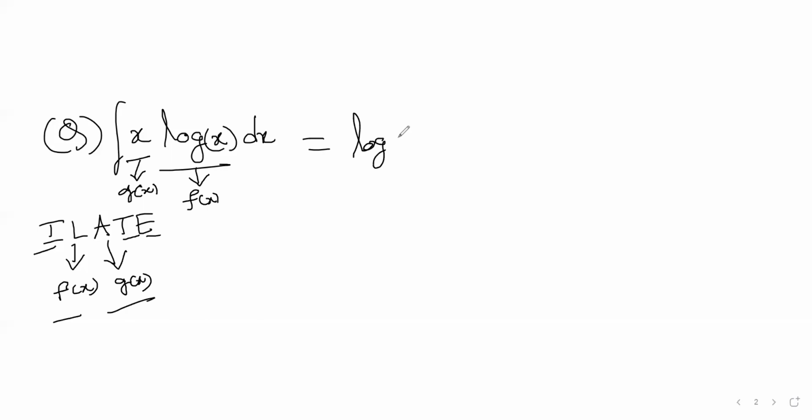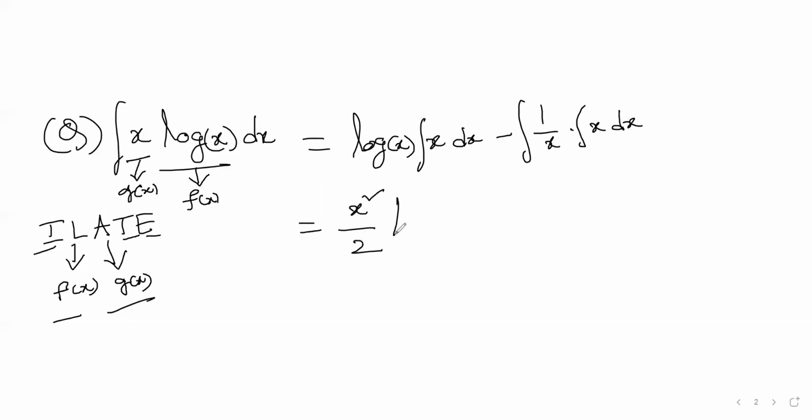So this is log x multiplied by integral g of x, that is x dx. This is what you have, minus integral. What is the derivative of log x? That is 1 by x multiplied by integral x dx. Right. That's it. So you have integral x is x square by 2. Once again, that is log x over there, minus integral 1 by x over there, integral x is x square by 2 once again, and then dx for you.